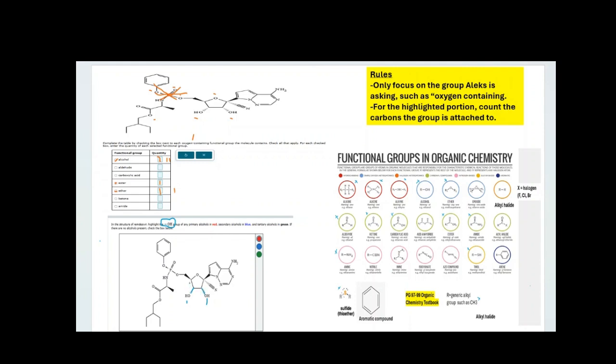This one is attached to one carbon on this side and one on this side, so that's two. And then this oxygen or alcohol group is attached to one carbon over here and one carbon over here, so it's two. In this case, I would highlight both those OHs blue. That's why I have it blue right here. And that's pretty simple. What I'm going to do now is show you some more.